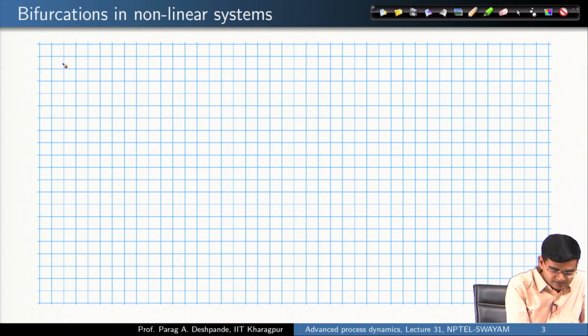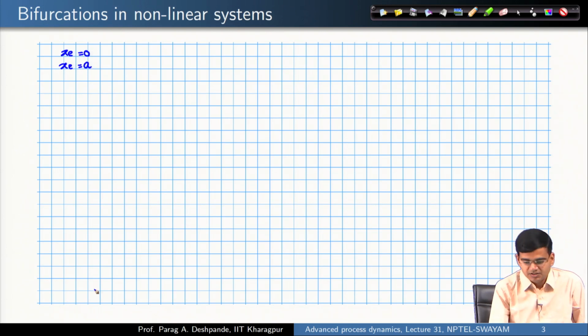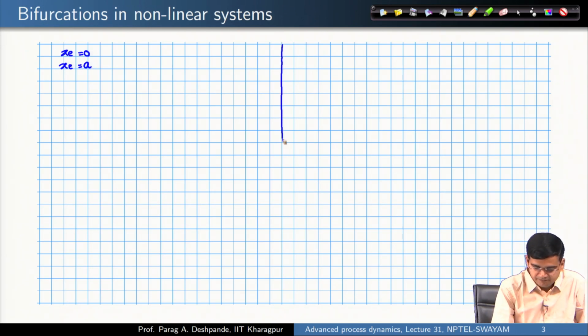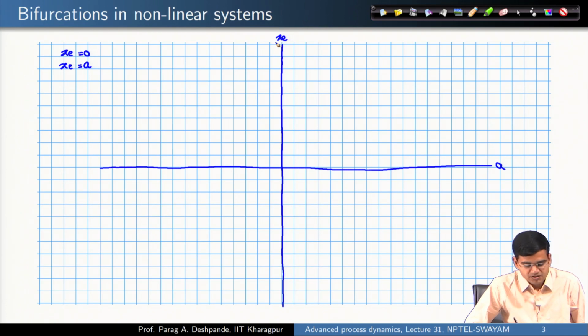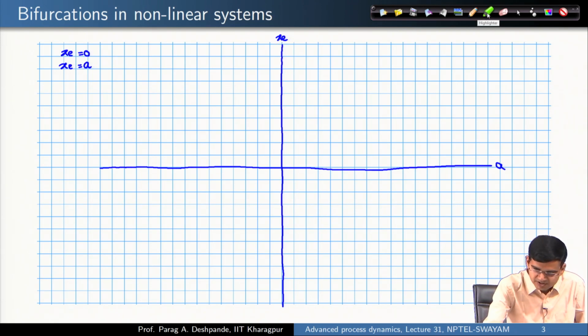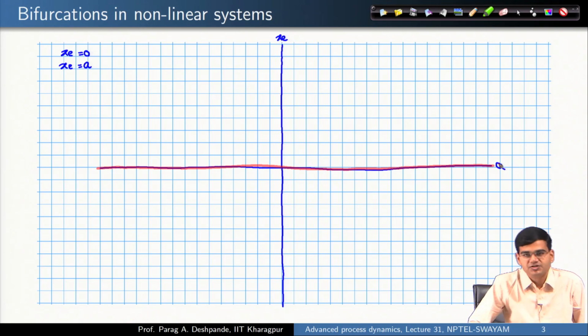So, I have x equilibrium is equal to 0 and x equilibrium is equal to a. These are the 2 equilibrium solutions. Let me draw the axis for the plane. I have a, I have x e. So, what would be the first curve? That would correspond to x equilibrium is equal to 0, and this is what I was referring to, that I have the curve which is the same as your a axis. So, this is my first solution.